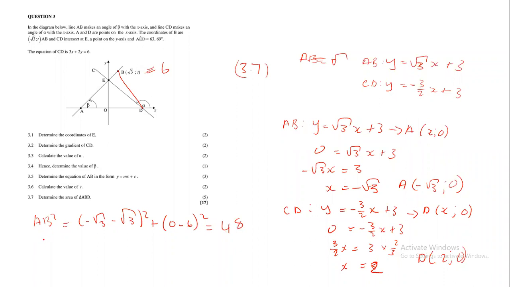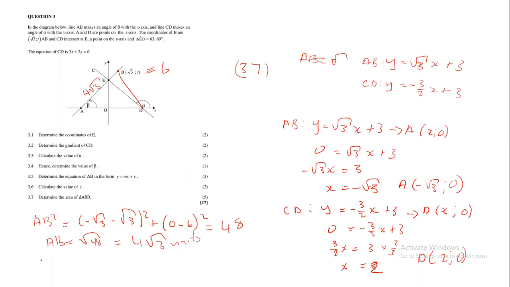And therefore, we are not looking for AB squared, but we are looking for AB. That means in this case, we're going to take the root of 48. When we punch it on our calculator, we get that it's 4 root 3. That will be the magnitude of AB. The magnitude of AB is 4 root 3 units. Okay, units.